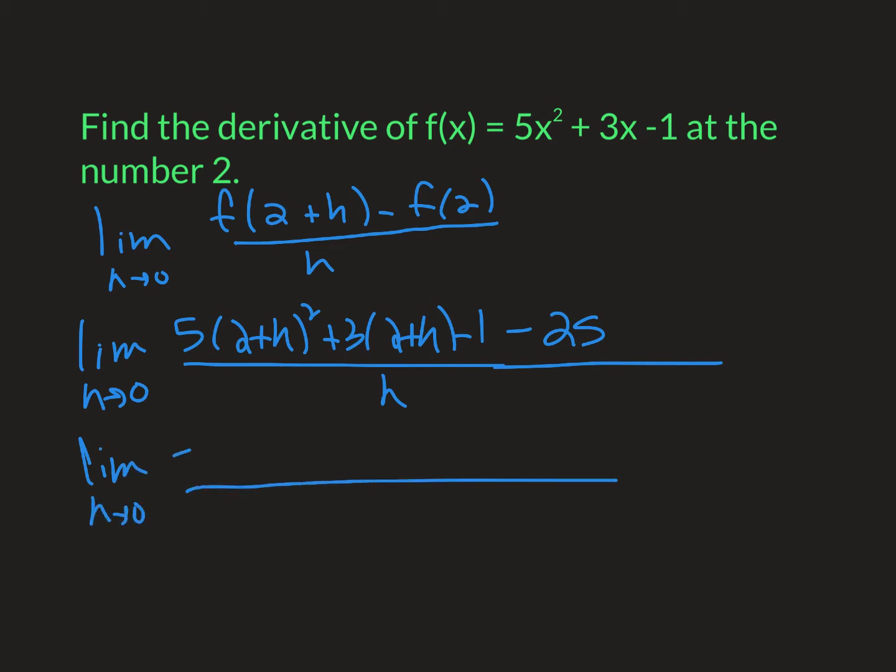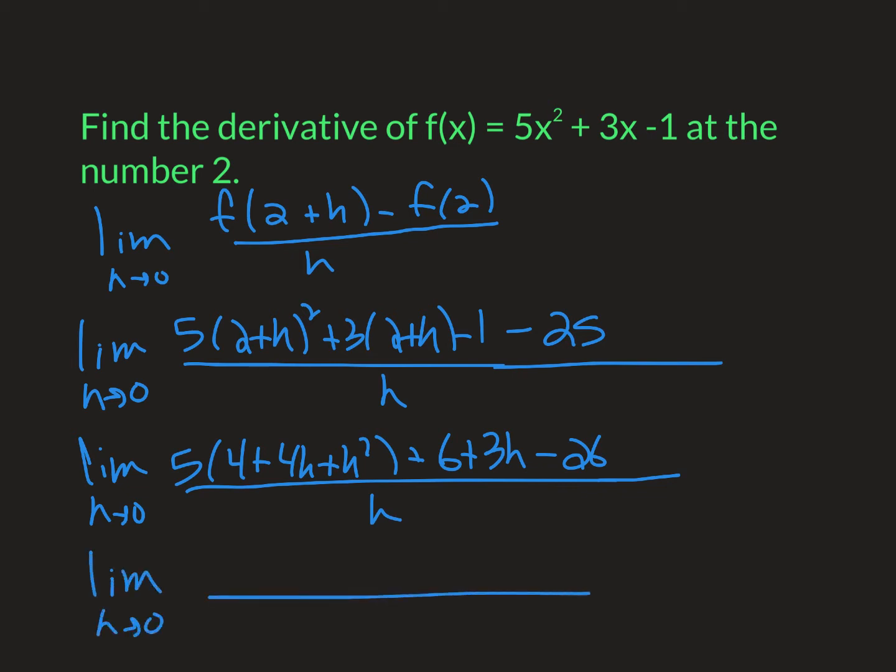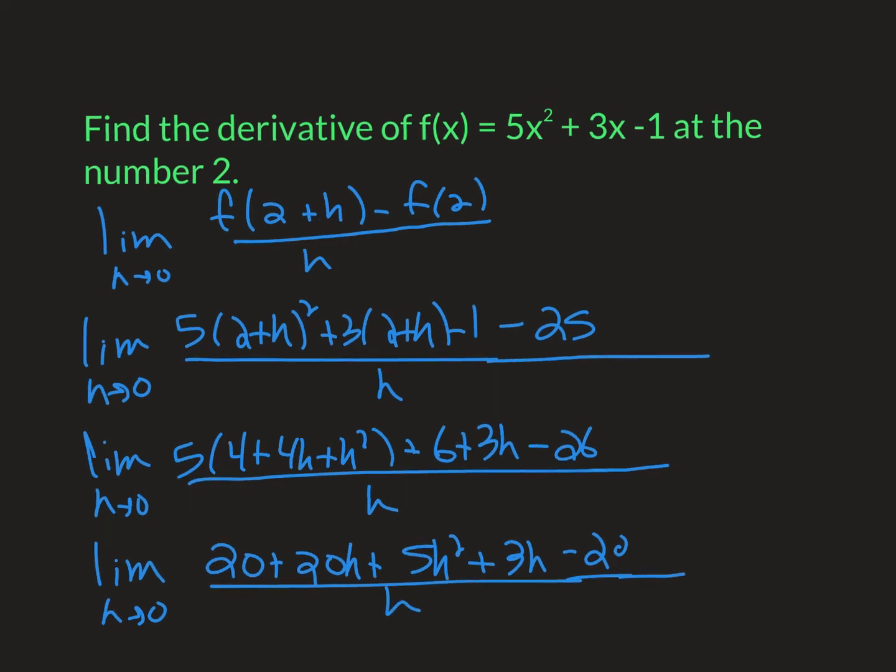I'm going to work that. If I square 2 plus h, remember that's square the first, multiply, double, square the last. I can go ahead and distribute that 3, minus 1 minus 25. That's really minus 26 out there, over h. Keep on going. It's not hard, it's just the work part of it. That's 20 plus 20h plus 5h squared plus 3. I'm going to combine that 6 and the 26 to make it minus 20 out here, and over h.